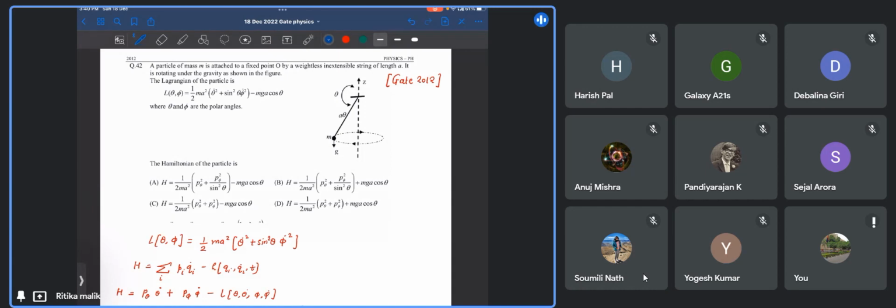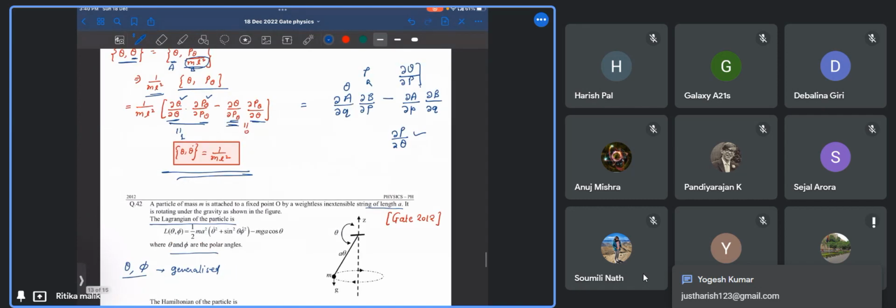In this question also, a particle of mass m is attached to a fixed point O by a weightless inextensible string of length A. It is rotated under gravity as shown in the figure, and the Lagrangian of the particle is given, where theta and phi are polar coordinates. So what is the Hamiltonian of this particle? If you look at this question, theta and phi are the main coordinates in your Lagrangian. That means theta and phi are your generalized coordinates.